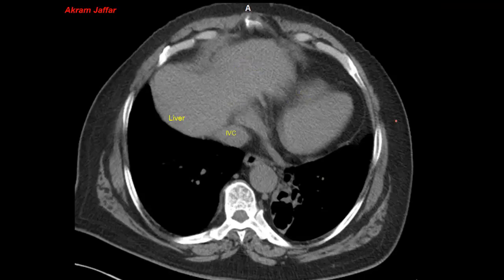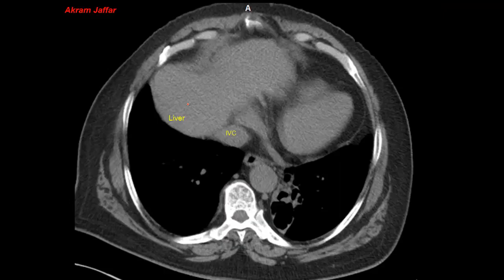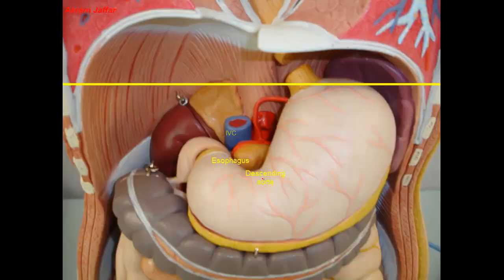This is a CT section, almost at the same level of the previous section. So you can see here the liver on this side, but on the other side, on the left side, the heart can still be seen. So this is the liver, and here's the site of the inferior vena cava. And here's the esophagus and the aorta. A lower section like this level will pass through the liver, the stomach and the spleen on the left side.